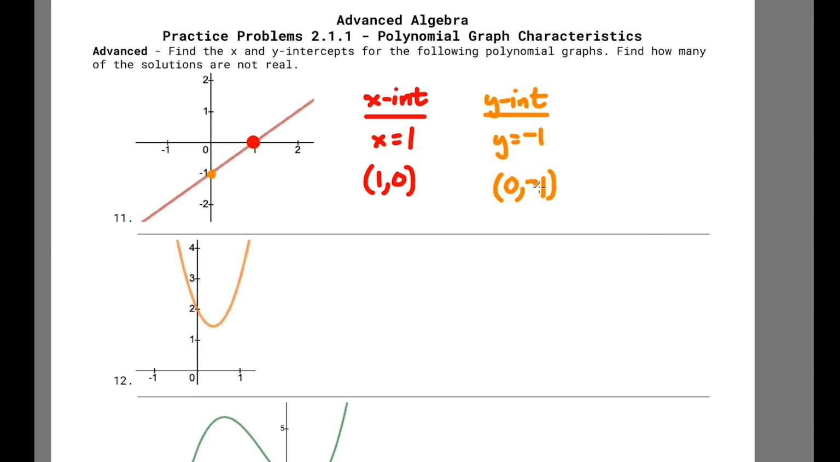Okay. And then it says, find how many solutions are not real. Well, this is linear and you should only have one solution. So in that case, the one solution for this one is going to be represented by that x-intercept. Okay, so it says find how many of the solutions are not real. There are no non-real solutions. There's only one real solution, based on the information that's given here. There's no non-real solutions.